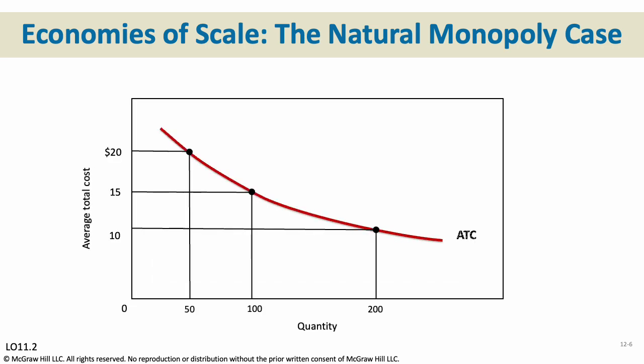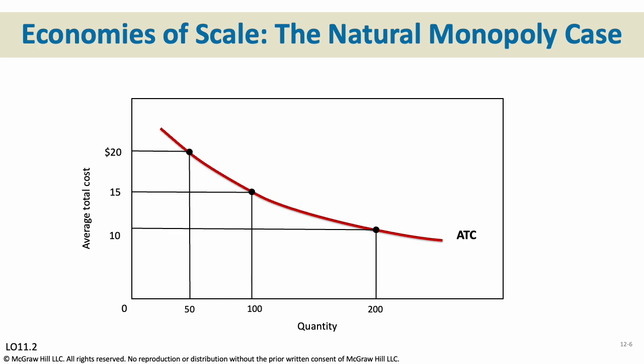So a natural monopoly is when you have economies of scale. A declining long-run average total cost curve over a wide range of output quantities indicates excessive economies of scale, meaning as quantity goes up, cost is going down. A single monopoly can produce 200 at a lower cost than two firms with a combined output of 200. So that's economies of scale.